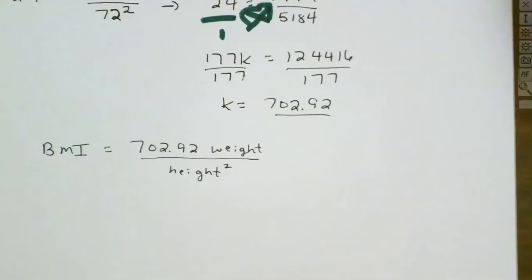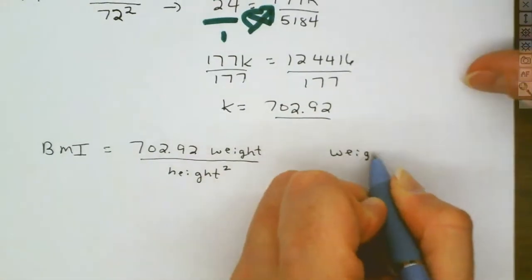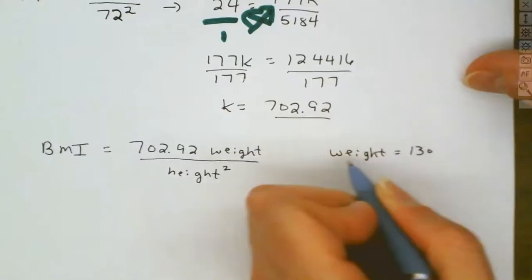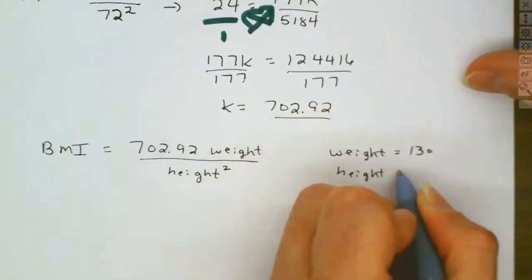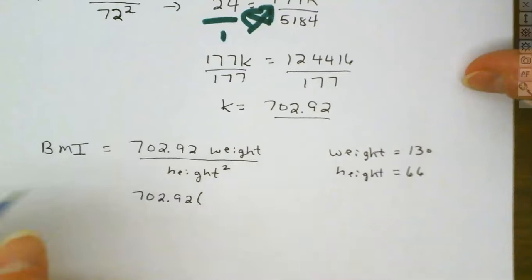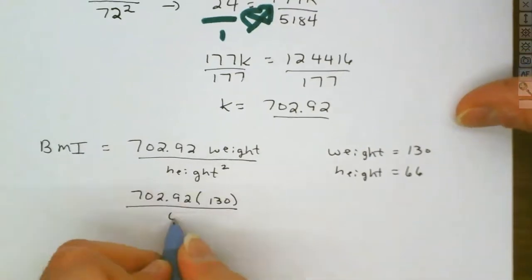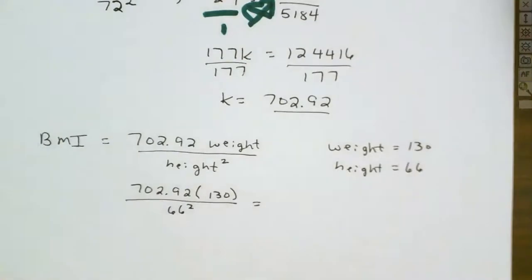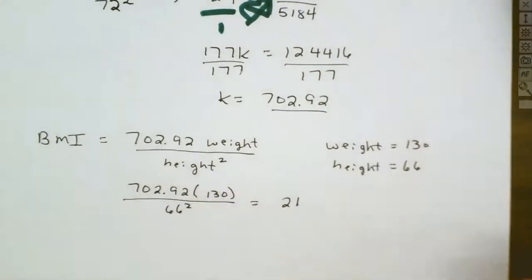A new person comes in, and that new person weighs 130 pounds, and height is 66. So let's plug in our values here and see what our BMI comes out to be. And it says we're going to round this to the nearest whole number. It looks like that's going to come out to be about a BMI of 21.